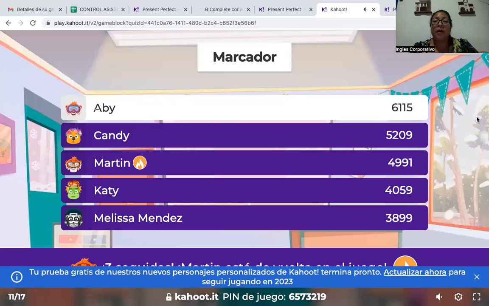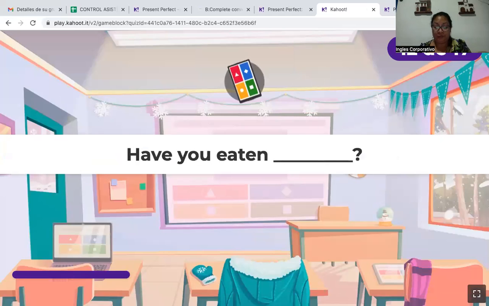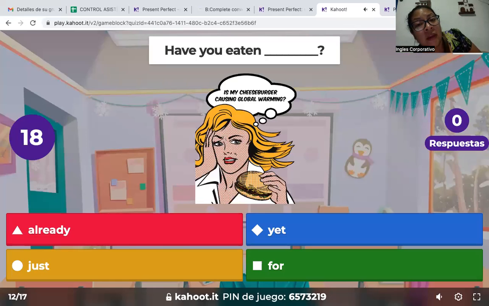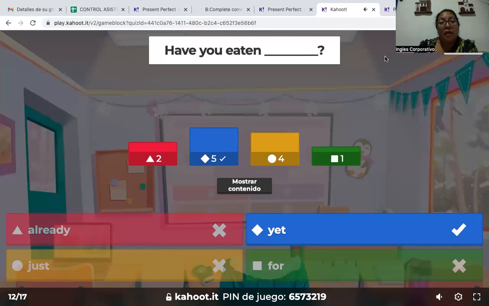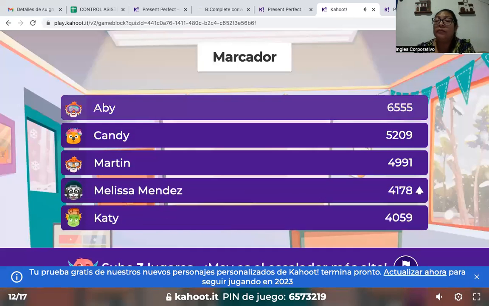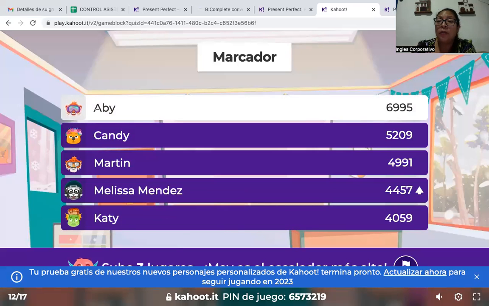Muy bien, vamos a hacer uno más, I think, and then we are going to stop. Have you eaten yet? Okay. No, no hemos tenido ni una todo buena. Muy bien, two more. Vamos a hacer dos más.